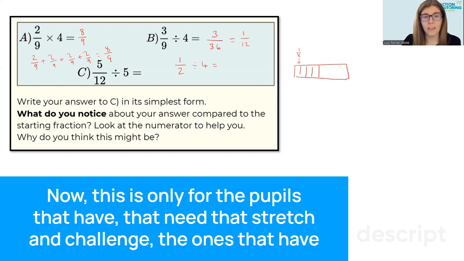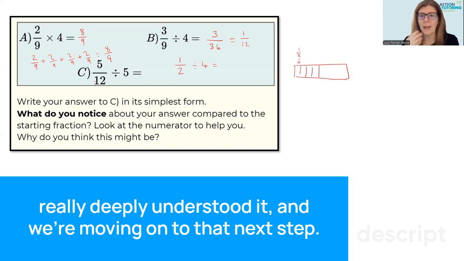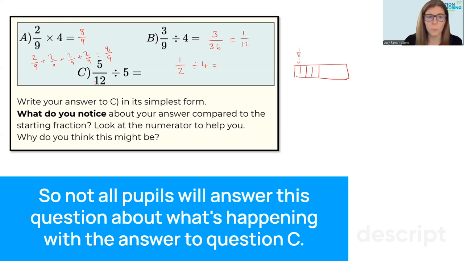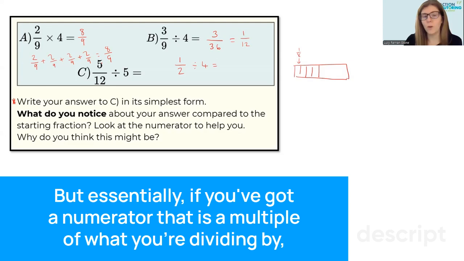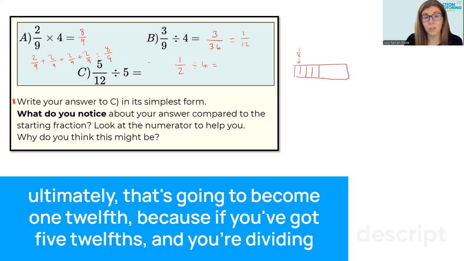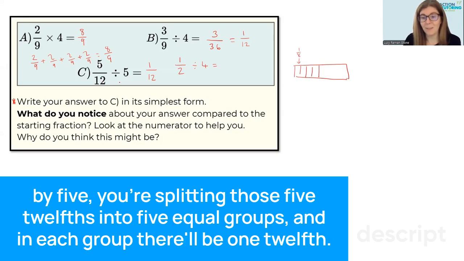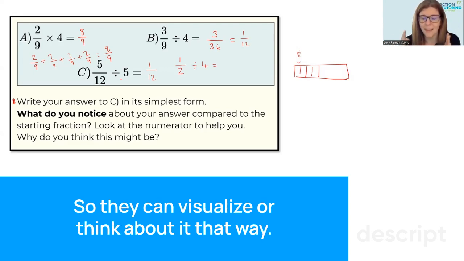Now, this is only for the pupils that need that stretch and challenge, the ones that have really deeply understood it, and we're moving on to that next step. So not all pupils will answer this question about what's happening with the answer to question C. But essentially, if you've got a numerator that is a multiple of what you're dividing by, ultimately that's going to become 1/12, because if you've got 5/12 and you're dividing by 5, you're splitting those 5/12 into 5 equal groups, and in each group there'll be 1/12.